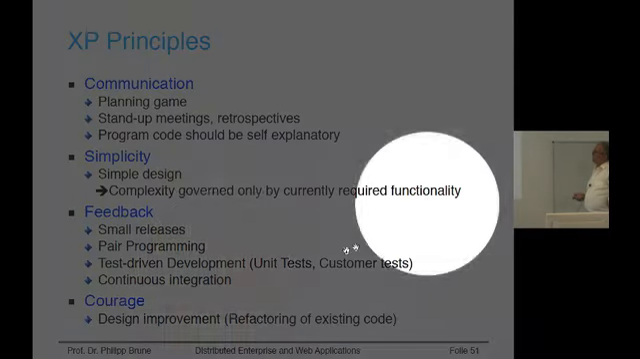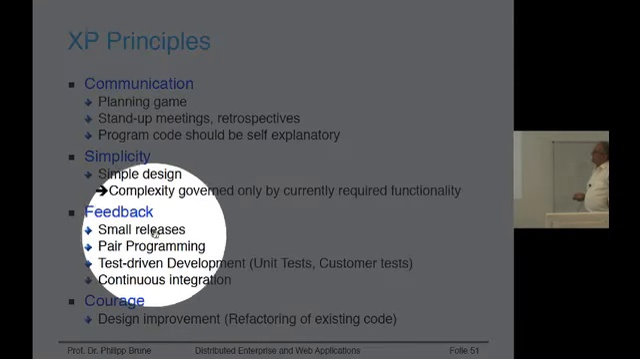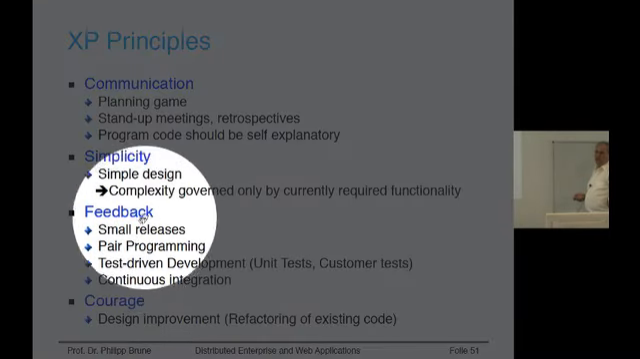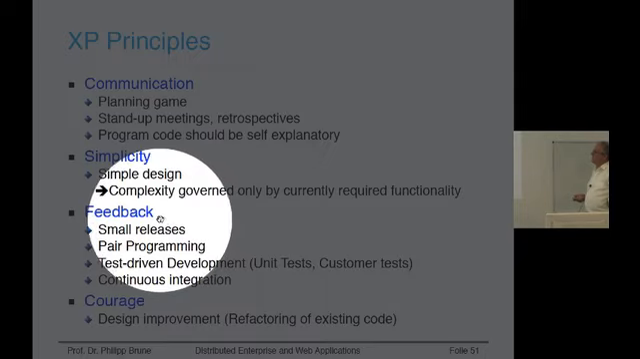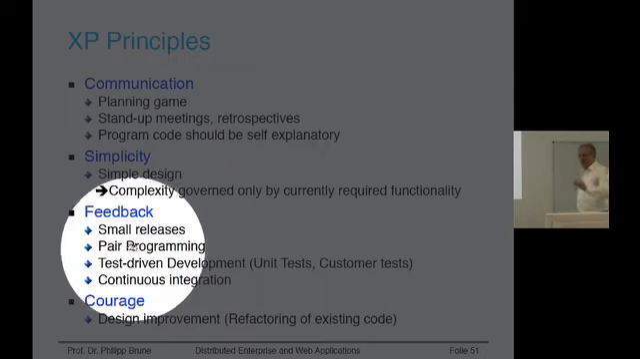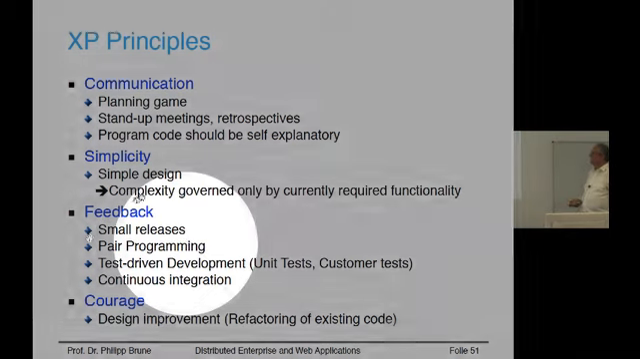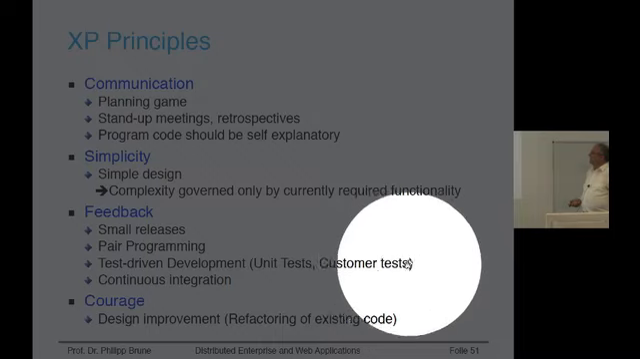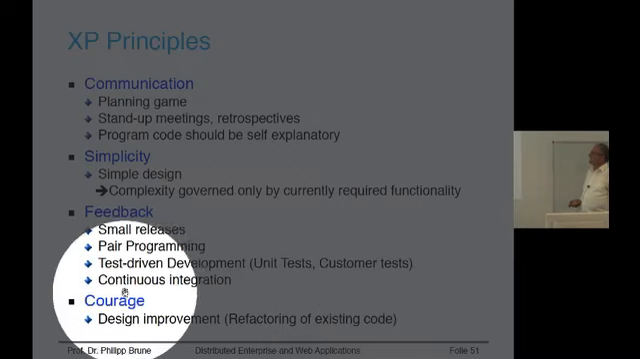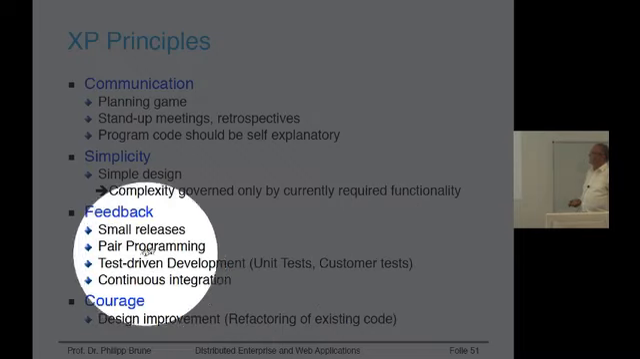Feedback. Feedback is, of course, customers give feedback after the small iterations, after releases. Pair programming is a way of feedback. Pair programming means that two people work at the same user story or the same task. I will just say a few words on that soon. Then we, of course, have test-driven development, TDD. We will have a look later on that. Continuous integration. All these are concepts that provide feedback either to the developers or to the customer.